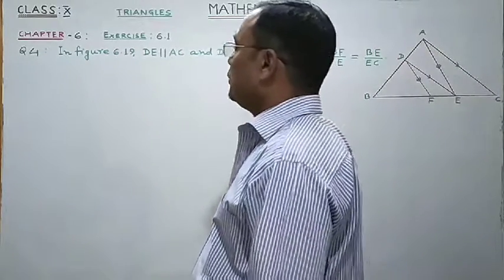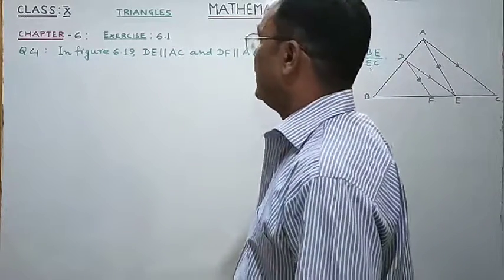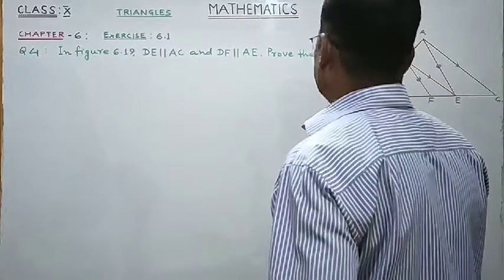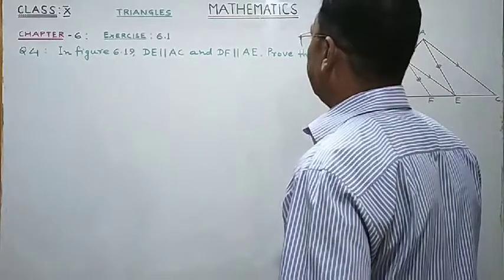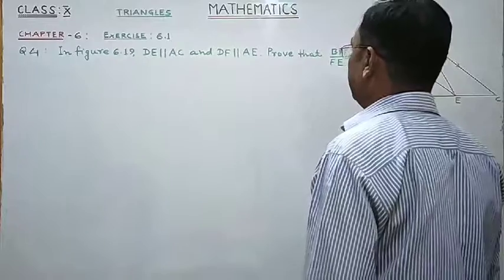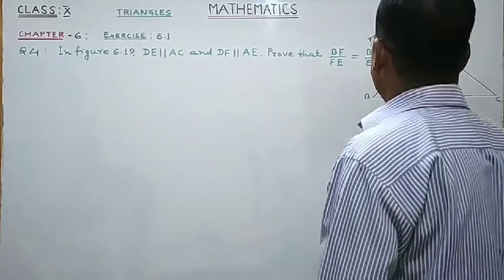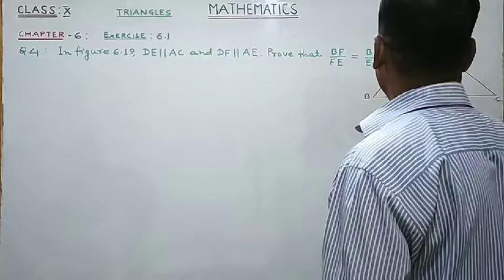Exercise 6.1 question number 4. In figure 6.19, DE is parallel to AC and DF is parallel to AE. Prove that BF by FE is equal to BE by EC.